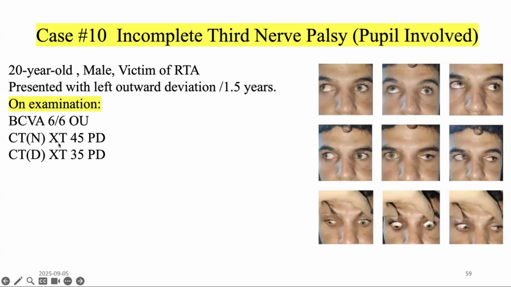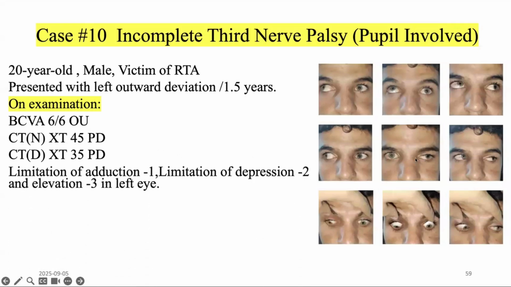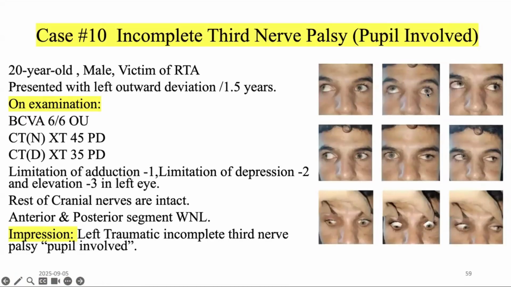You will get more exotropia at near than distance because the patient had medial rectus underaction. And there is limitation of adduction -1, limitation of depression, and limitation of elevation. Everything else is normal. So the patient had left traumatic, incomplete third nerve palsy with pupil involved. As you can see here, the patient had a dilated pupil in the left eye.